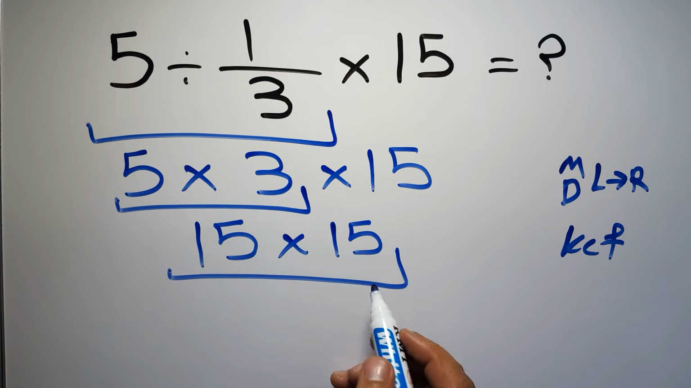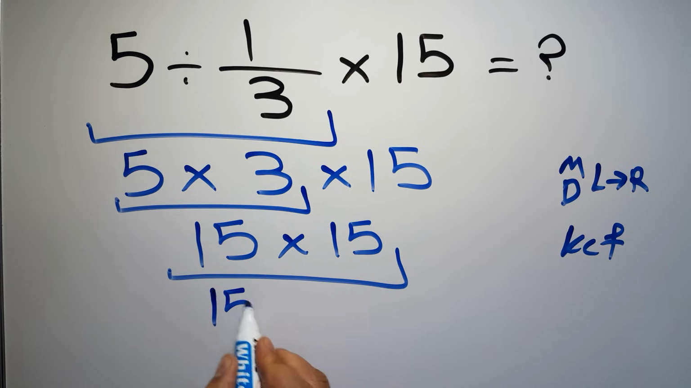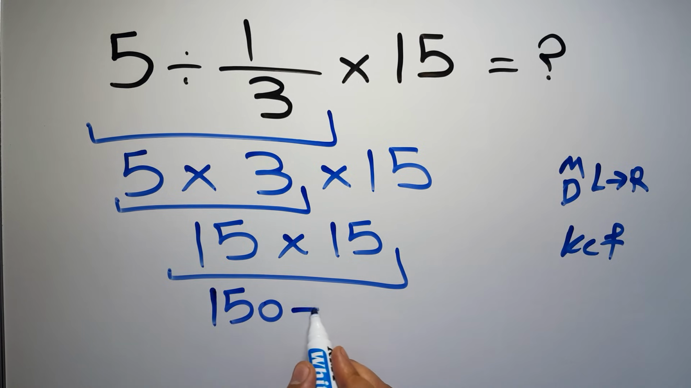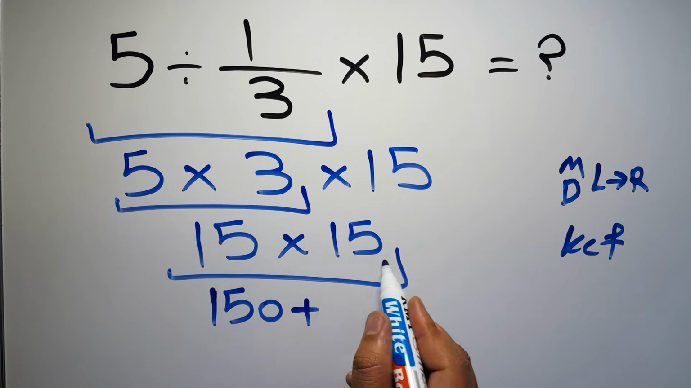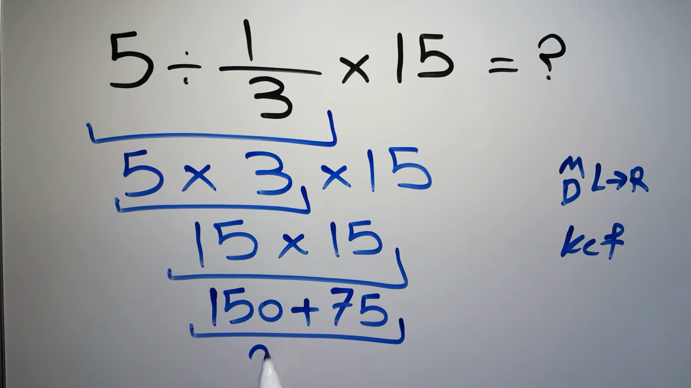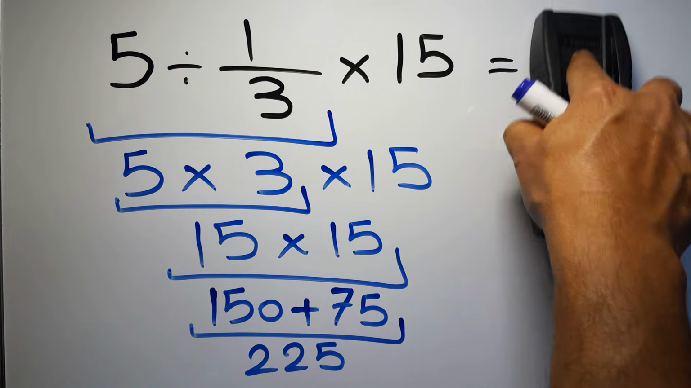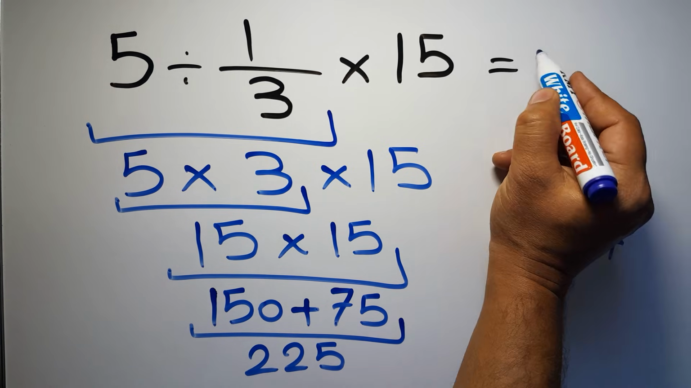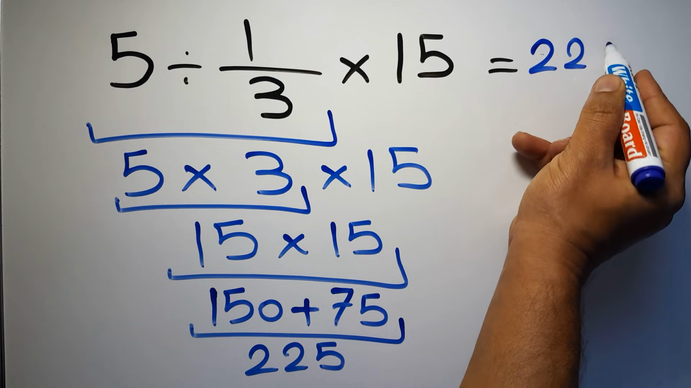10 times 15 gives us 150. So 150 plus 5 times 15, which equals 75. So 150 plus 75, which equals 225. And this is our final answer to this problem. The correct answer is 225.